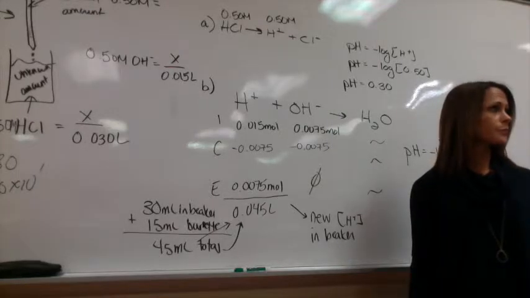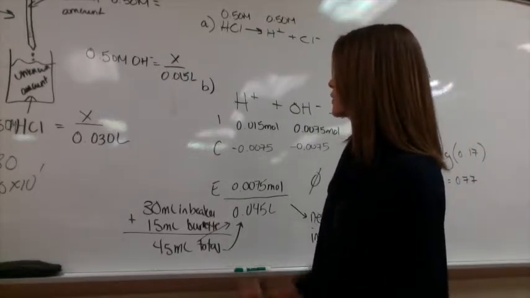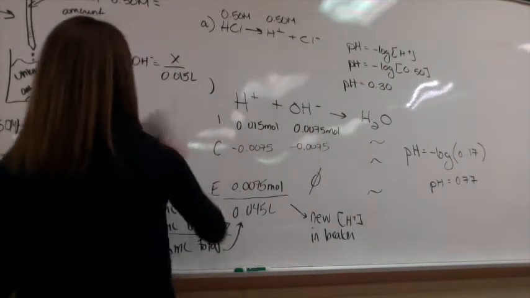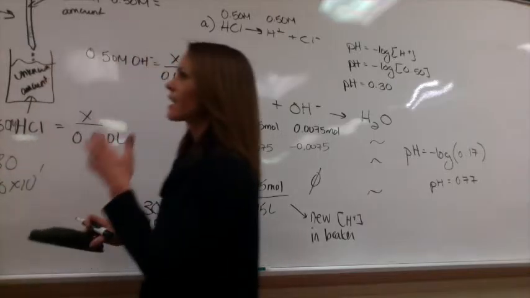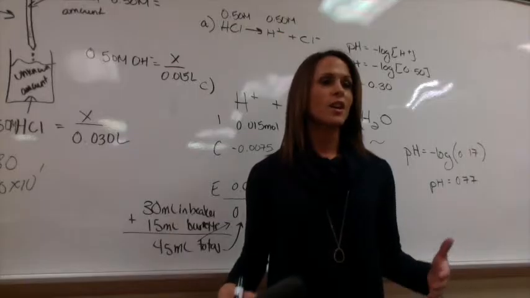Are we okay with that? All right, so now we're going to go to 30 milliliters of sodium hydroxide for letter C. So I'm just going to erase B. We're just going to do it again. Realize that I could ask you to add any volume, and you just keep making ICE charts.